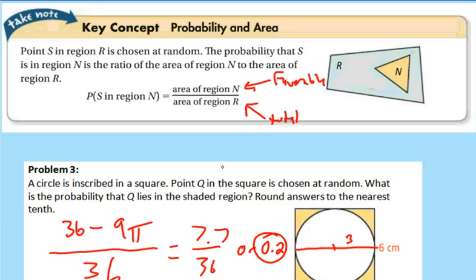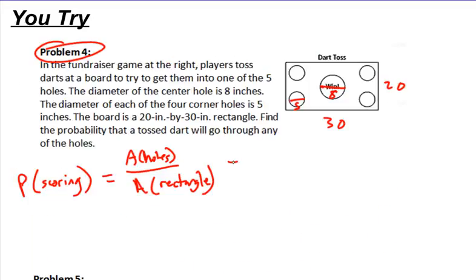So the area of the rectangle, I think we can get pretty easily. We'll make that 30 times 20, which is 600. We're not going to use units right now because we're just doing probability. And let's find the area of all the holes.